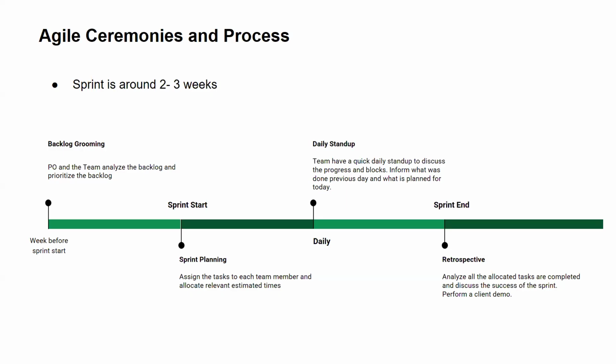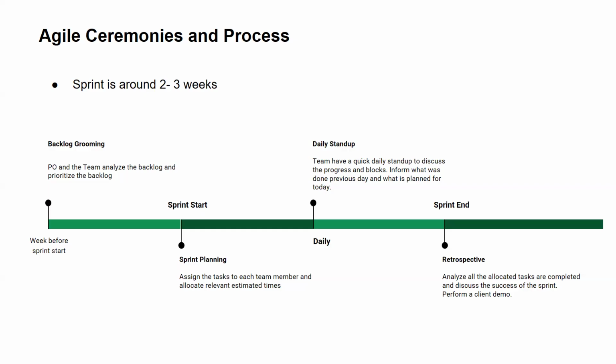So the first one is backlog grooming. The week before we start the sprint, we will do a backlog grooming, which will be done by the product owner. He will go to the backlog and identify which items need to be prioritized and which tasks need to be taken in the next sprint, right? And at the start of the sprint, on Monday morning, we will do a sprint start. We will have a sprint planning.